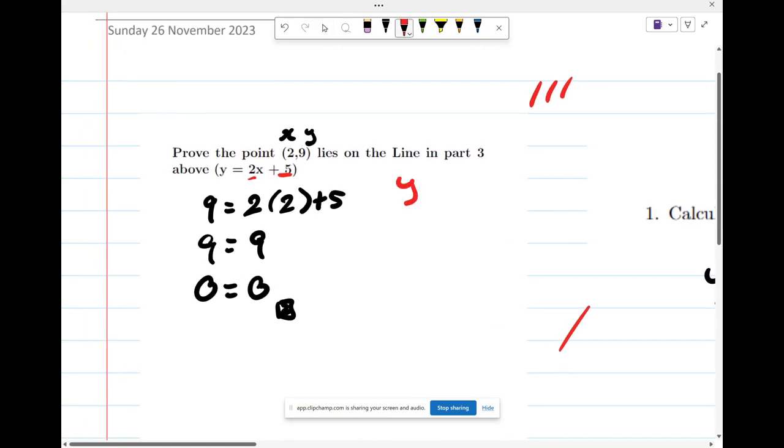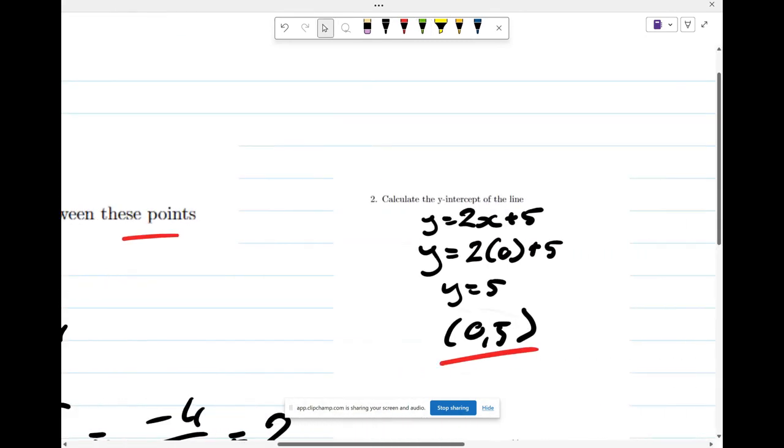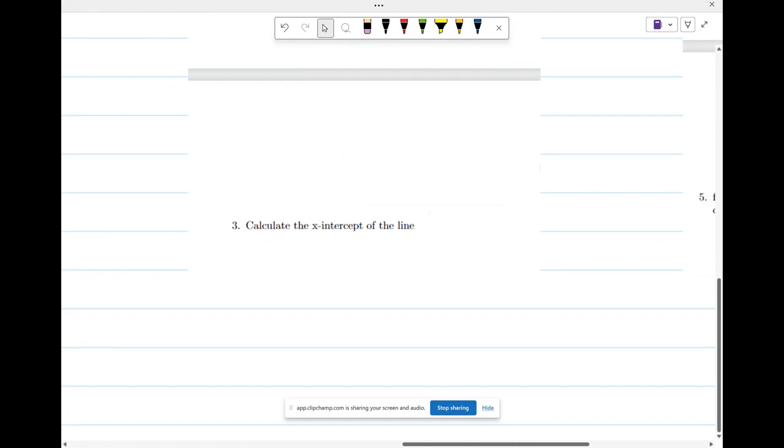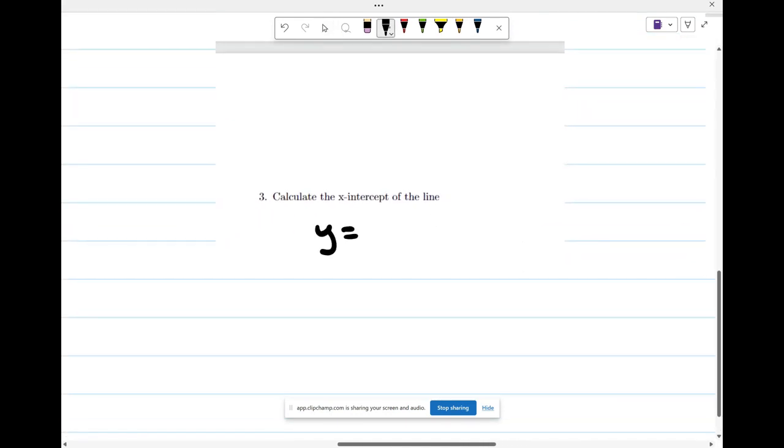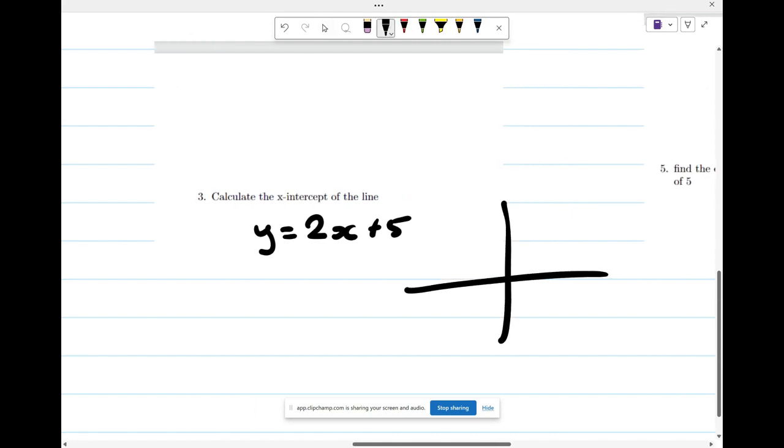So if you have your line y equals mx plus c, your slope is going to be the m, and your y-intercept is going to be the c. And part 3 says calculate the x-intercept of the line. So there's no real cheat for this one. You just have to do kind of the opposite of what you're doing for the y-intercept.